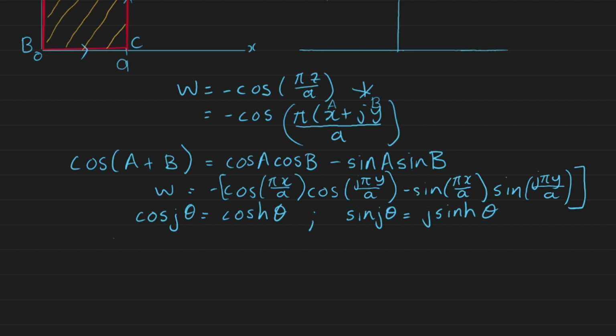And when we do that, we get that w is equal to, we can apply out that minus, so we get minus cos pi x over a. Then we can now apply the hyperbolic function. So this will give us cosh pi y over a. Then we have minus, and a minus gives us a plus. So that sine pi x over a remains the same.